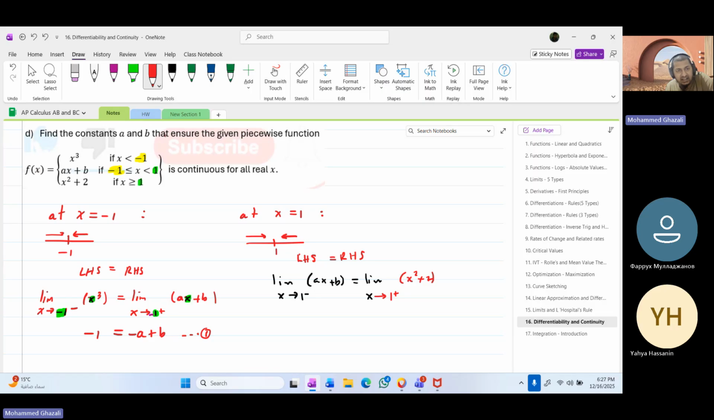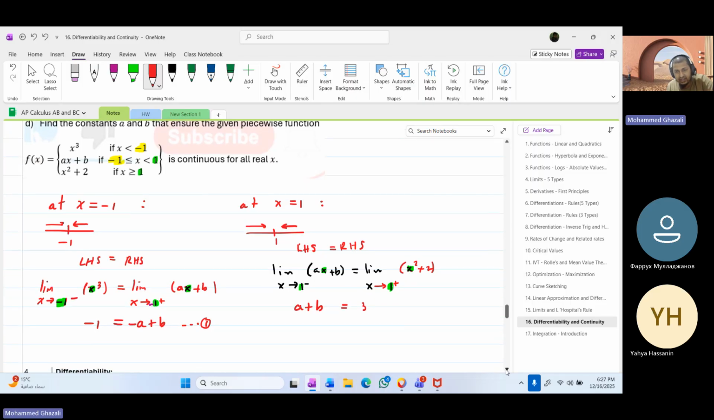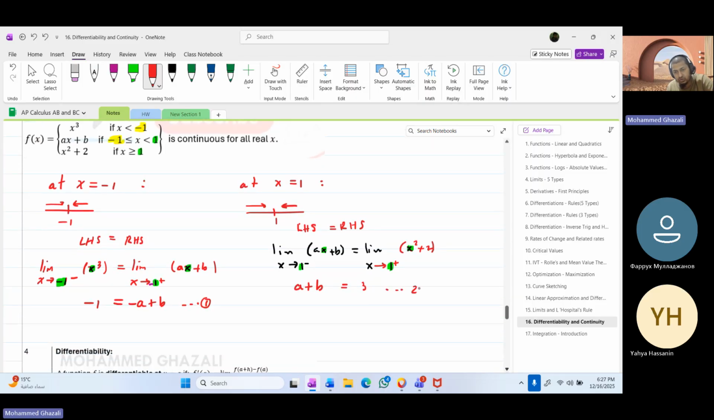Now substitute 1 inside x, because you chose your functions. If I substitute 1 inside x, I get a plus b is equal to? Yes, 3. Excellent. Now I can solve for a and b because I got equation 1 and equation 2.